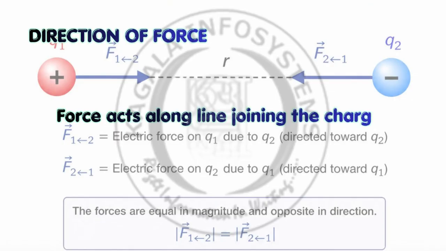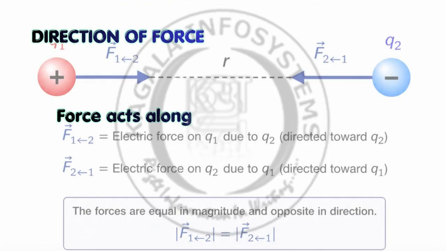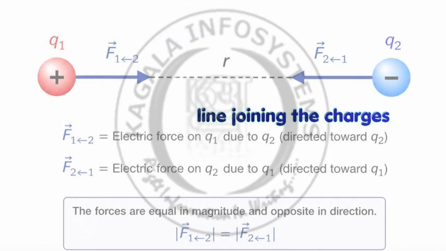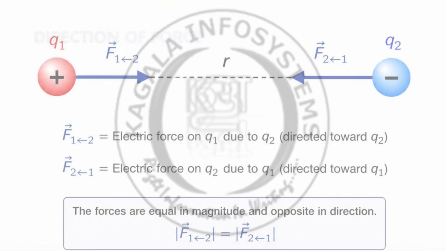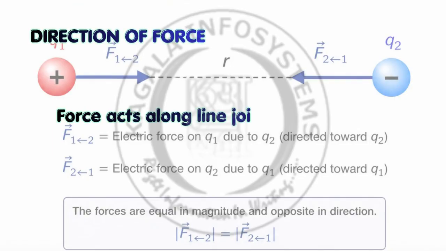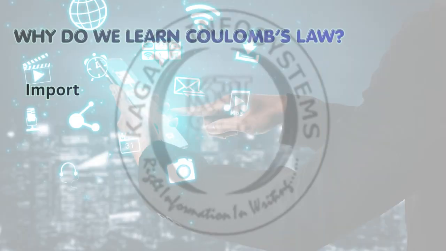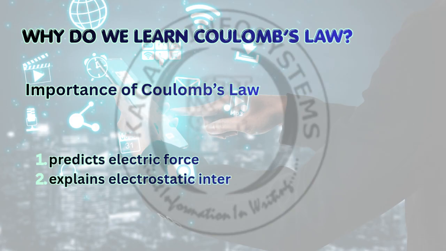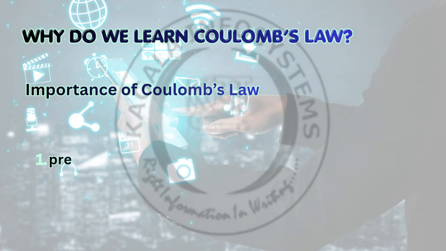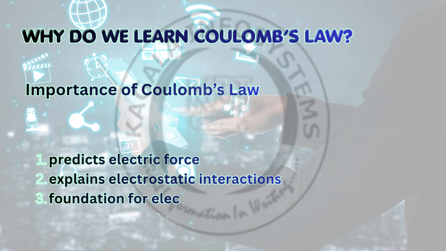Electric force always acts along the line joining the two charges. This direction becomes extremely important later when we solve numerical problems involving multiple charges. Coulomb's law is not just a formula, it allows prediction. Using mathematics, we can calculate electric interactions, understand charge systems, and later study electric fields, electric potential, and many advanced concepts in electrostatics.